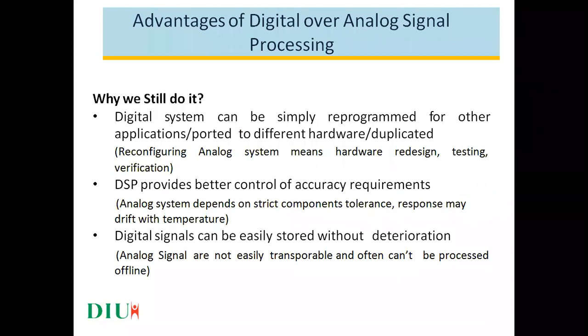Okay. Then coming to the advantages of digital signal processing over analog signal processing. Why do we need to choose digital signal processing over analog signal processing? The first advantage is that whatever system we design in digital form can simply be reprogrammed. But in the case of analog, it cannot be reconfigured.